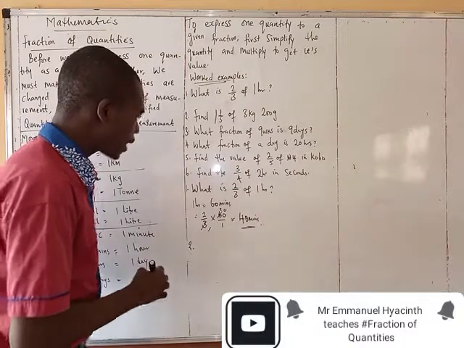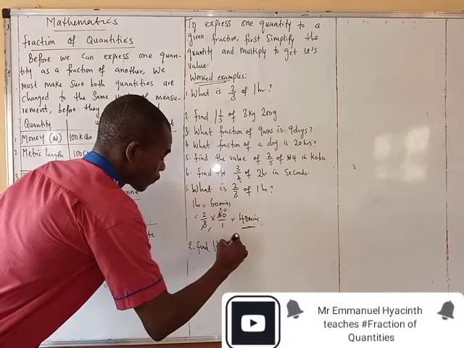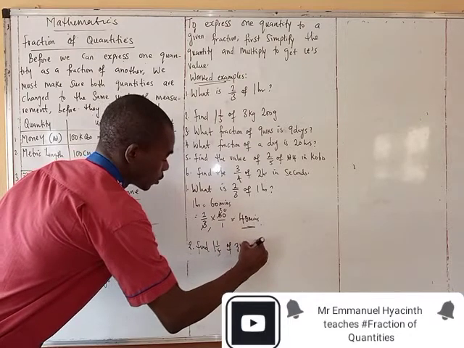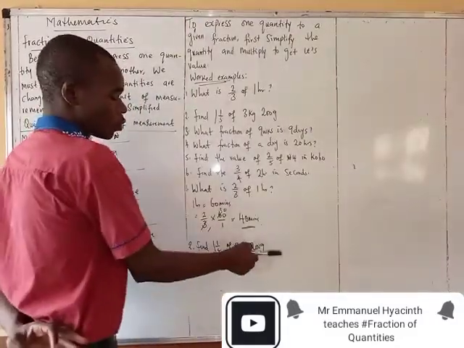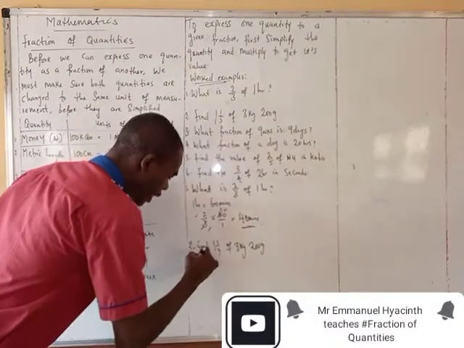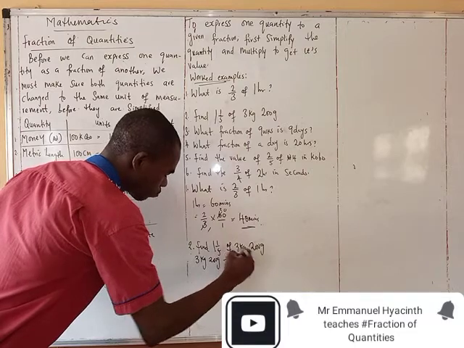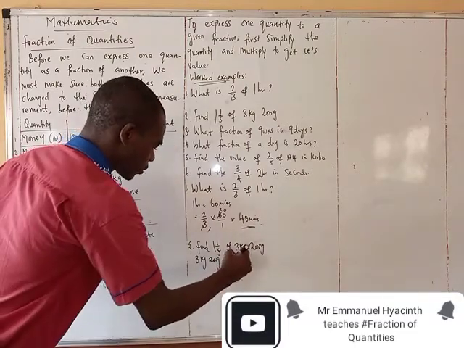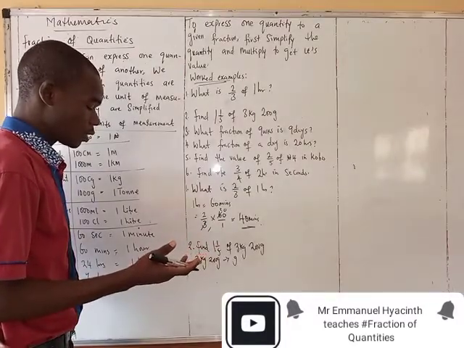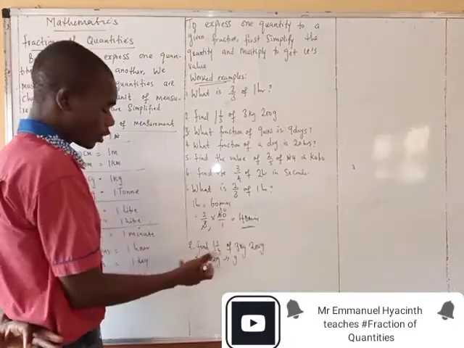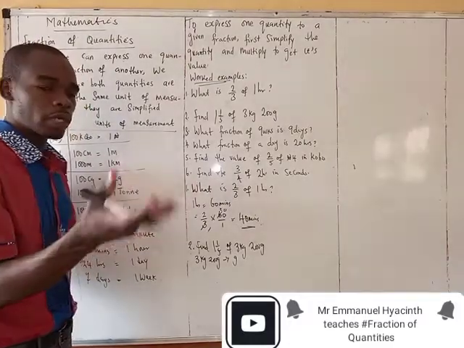The second one says find 1 1/5 of 3 kilograms 200 grams. You know, the first thing you are going to do here is what? Change this to the lower unit, which is grams. So if I'm to change 3 kilograms 200 grams to grams, this is already in grams, so it's this that I'm changing. But first of all, how many grams, from our previous class, make 1 kilogram?